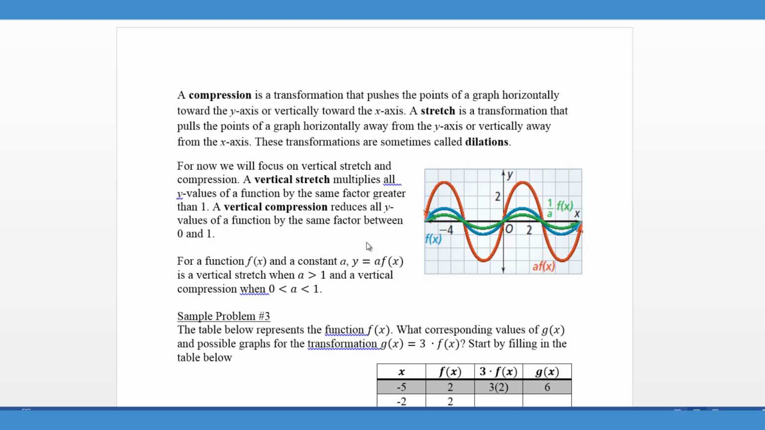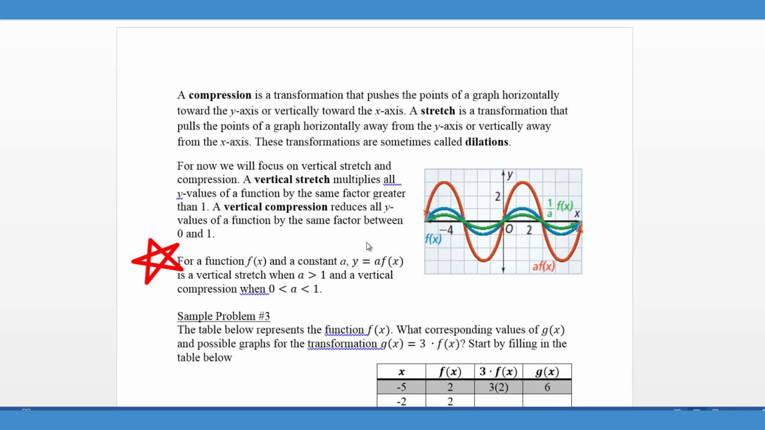Now if we were to multiply it by some fraction between 0 and 1, it would actually compress it a little closer to the x-axis there and kind of shrink it in a little bit, and that's represented by the actual green graph. And so you can see what a multiple simply does to a given function.